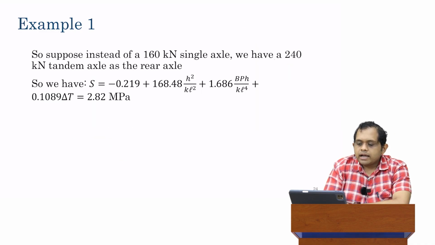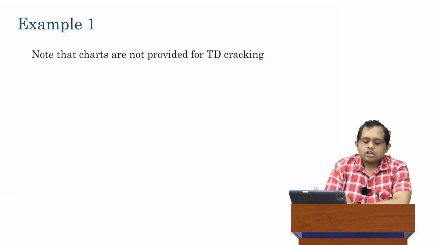Okay, I'll leave you to another question. If we have a 240 tandem axle in the rear, the only change to make is you use this value of P, which is for the tandem axle. All right. So this example, I'll let you take care of yourself. Note that no charts are provided for top-down cracking. So we can't do that same kind of verification as we did for bottom-up cracking.